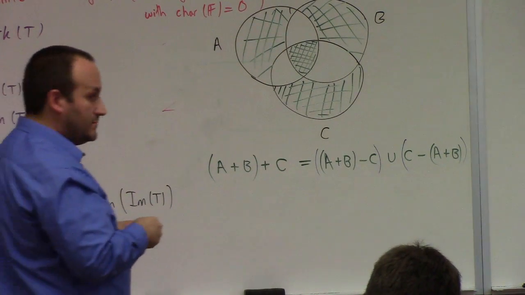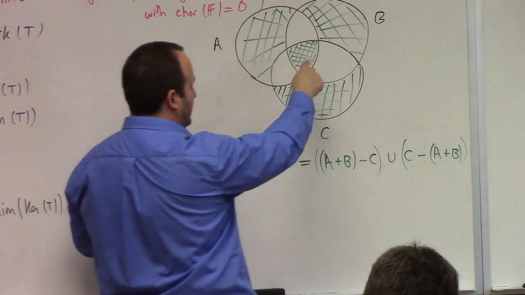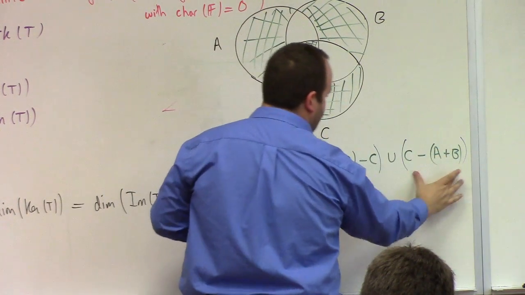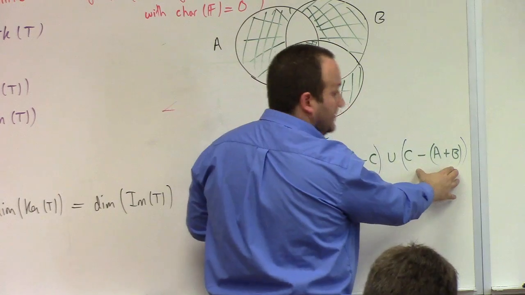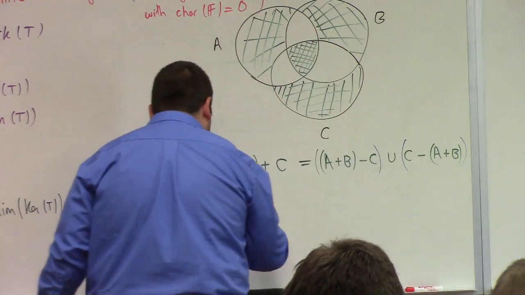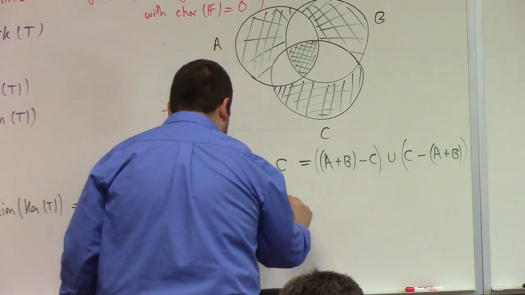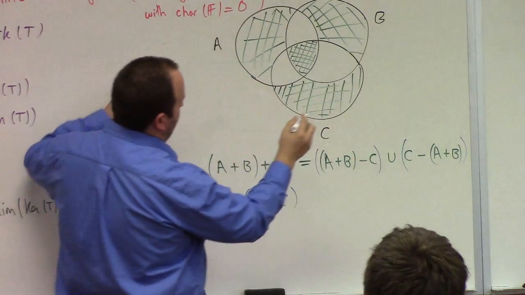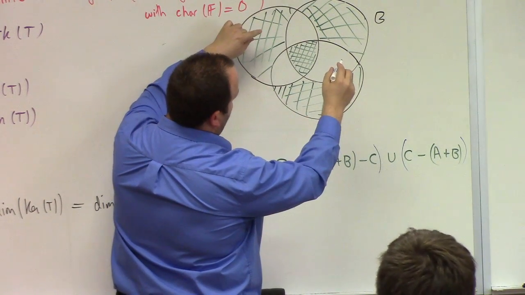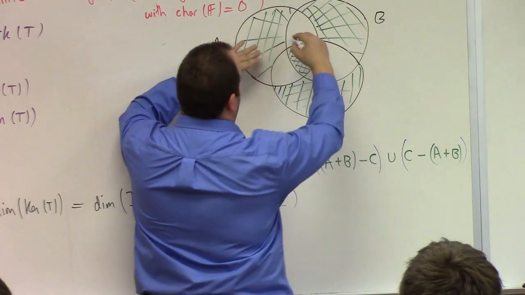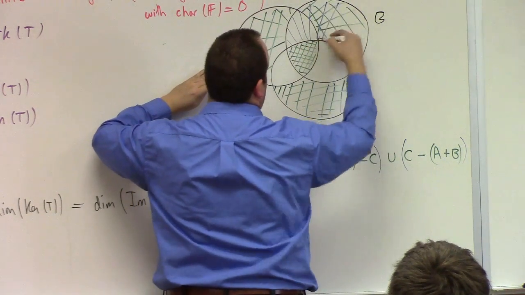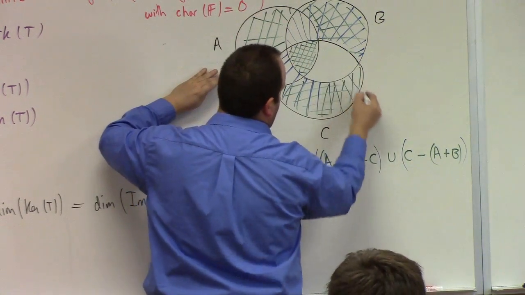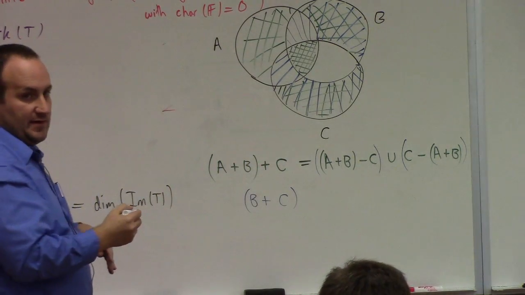Right. See, these points are in C, but they're not in A plus B, so that's why we pick them up from over here. How about, on the other hand, B plus C? Well, B plus C is what? B plus C is this and that, right? That's B plus C.